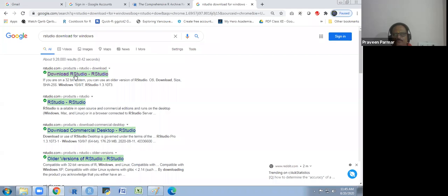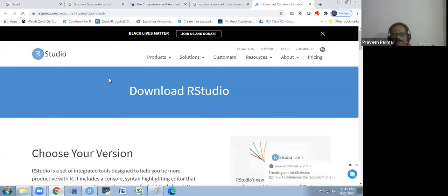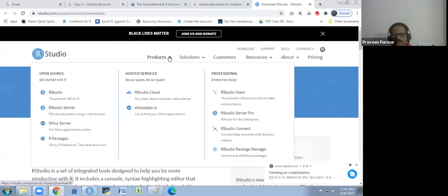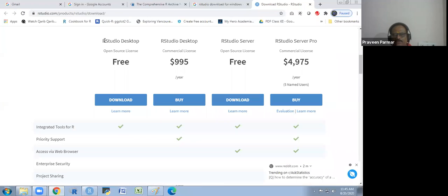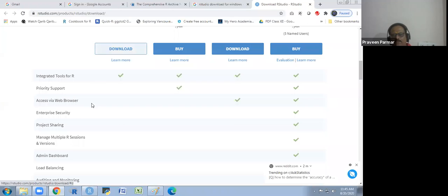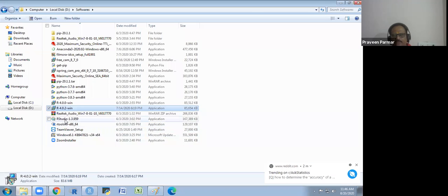rstudio.com is there, and you have to choose a product, or you could go down somewhere. RStudio Desktop has the commercial license, the server free, and the server commercial license. You have to select this one. Click on the download and you will get RStudio like this. You open it, double click on it, say yes, and follow the instructions to install.